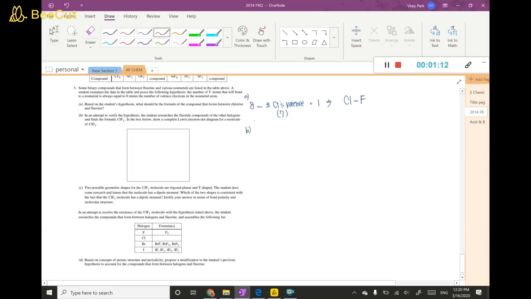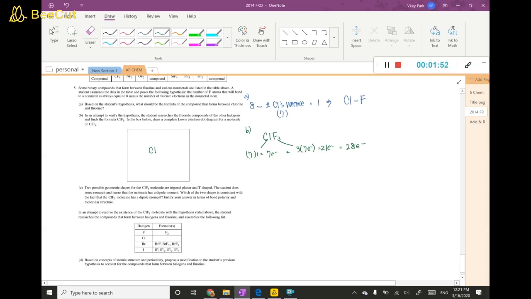B. In an attempt to verify the hypothesis, the student researches the fluoride compound of the other halogen and finds the formula ClF3. In the box below, draw a complete Lewis dot diagram for the molecule ClF3. So, ClF3. How many valence electrons in chlorine? 7. And how many of them do I have right now? Just 1. So I have 7 electrons. And then fluorine, I have 3 of them, and they're each 7 electrons. So that's 21 electrons. So that means I have a total of what? 28 electrons.